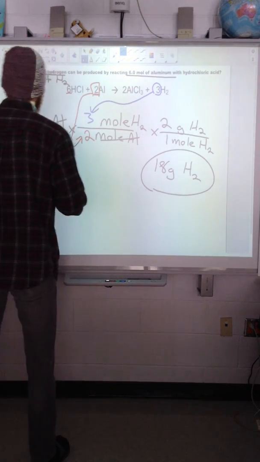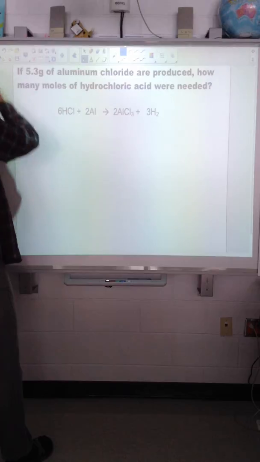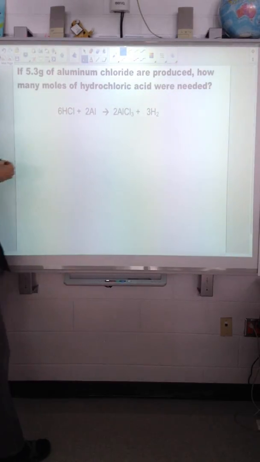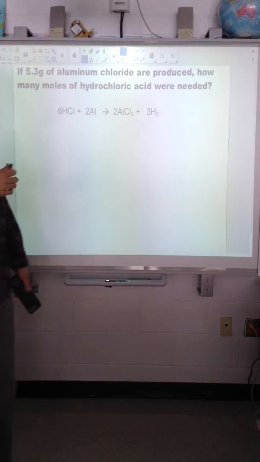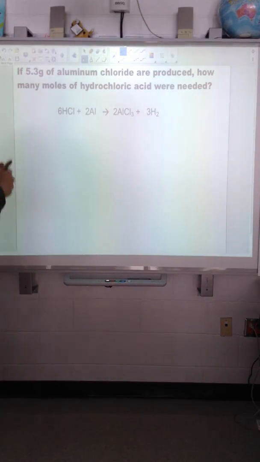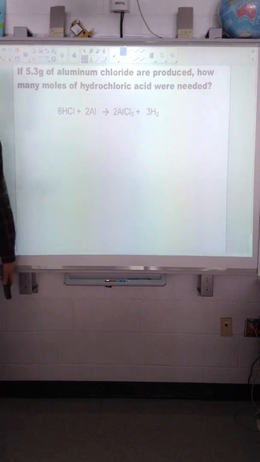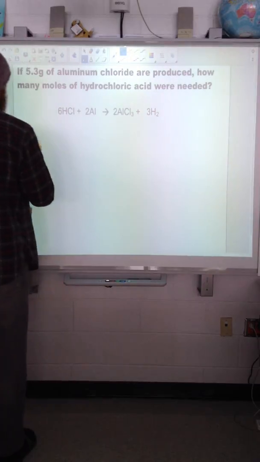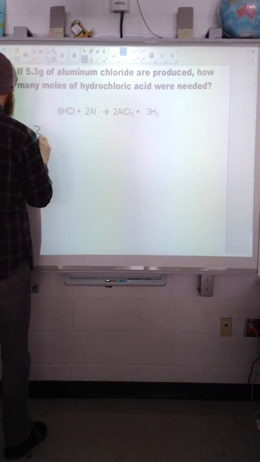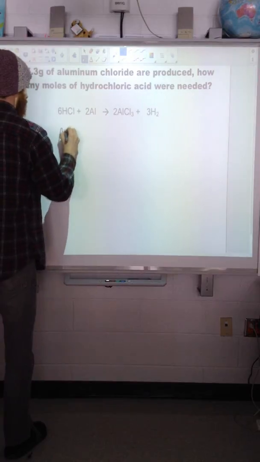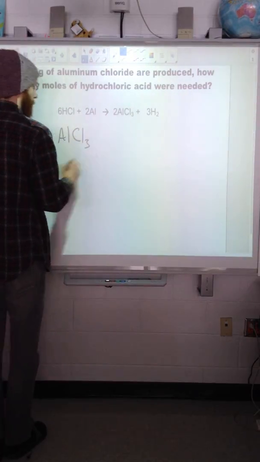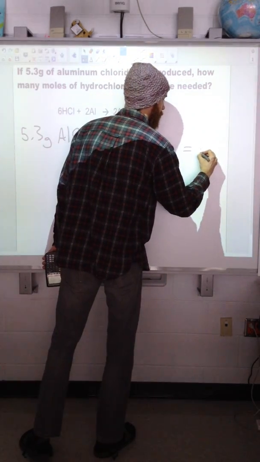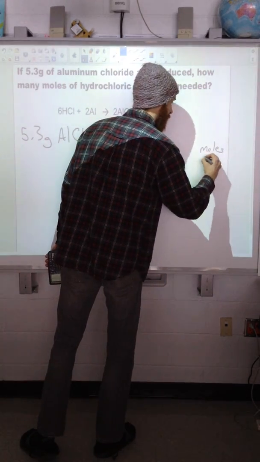So let's do another one. Alright, so this problem: if 5.3 grams of aluminum chloride are produced, how many moles of hydrochloric acid were needed? So now we're going to start with grams of aluminum chloride. So we have 5.3 grams of AlCl3, and we're trying to go from this grams to moles of HCl.